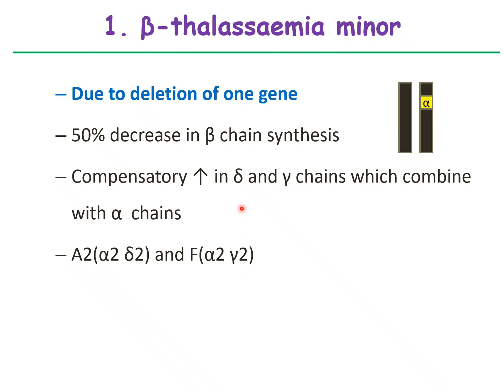So here, the same thing as what we have seen for alpha thalassemia. Here, one gene is missing due to deletion, so beta subunits are missing. There is a 50% decrease in beta chain synthesis. Compensation happens with the delta and gamma chains, which combine with alpha chains: alpha 2 delta 2 in HbA2, and alpha 2 gamma 2 in fetal hemoglobin.